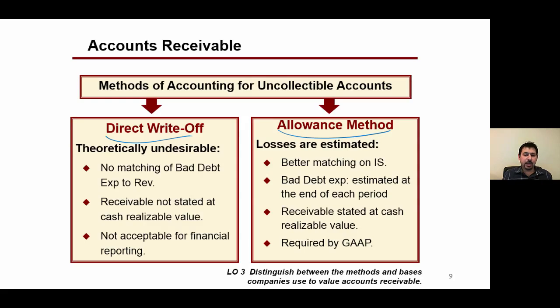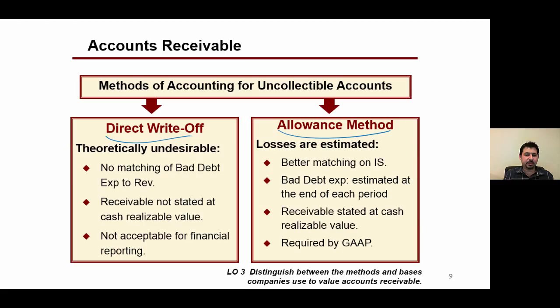On the other hand, the allowance method has a better matching of expenses and revenues. Here, the company would estimate the amount that will be uncollected. So the company will estimate the bad debt expense at the end of the accounting period, which would enable the company to report the receivable at the cash realizable value.